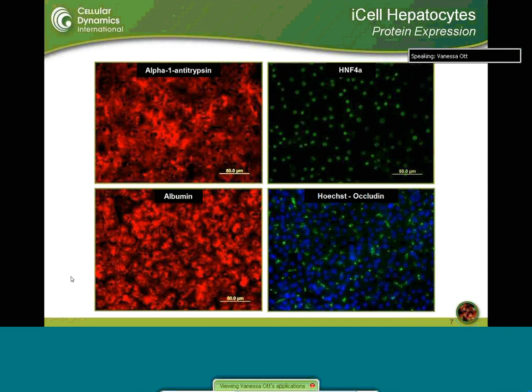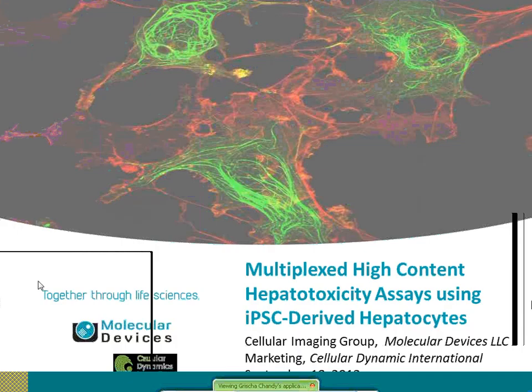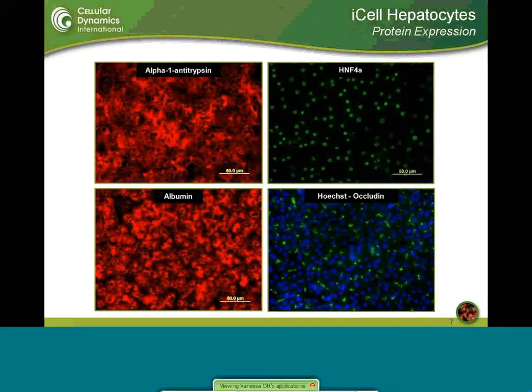This slide shows some examples of protein expression, so typical hepatocyte markers, which include alpha-1 antitrypsin and albumin, both indicated in red, and you can see the robust cytoplasmic staining of these two proteins. On the upper right is nuclear expression of the HNF4 alpha transcription factor. And on the lower right is a dual stain with a blue nuclear stain and the green indicating expression of occludin, which is an important tight junction protein expressed in hepatocytes and also one receptor for the HCV virus.